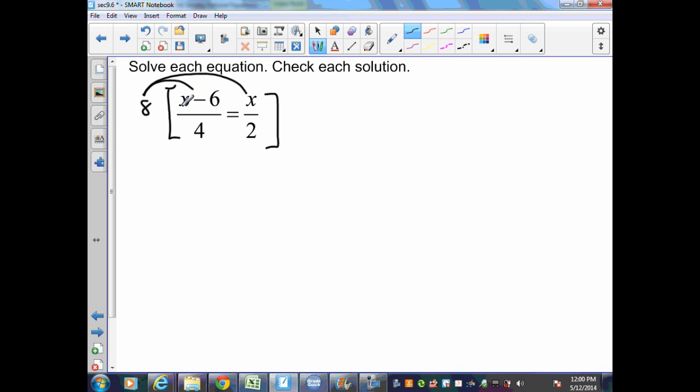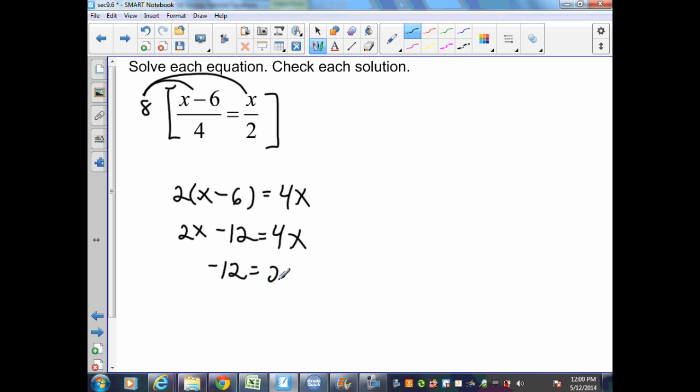8 times x minus 6 will give me 8 divided by 4, which is going to give me 2 times the quantity of x minus 6. 8 times x is 8x divided by 2 will leave me with 4x. Now solve the equation like I've done many, many times. I'll distribute, gives me 2x minus 12 equals 4x. Subtract 2x on both sides. Negative 12 equals 2x. Divide by 2, and I get x equal to negative 6.